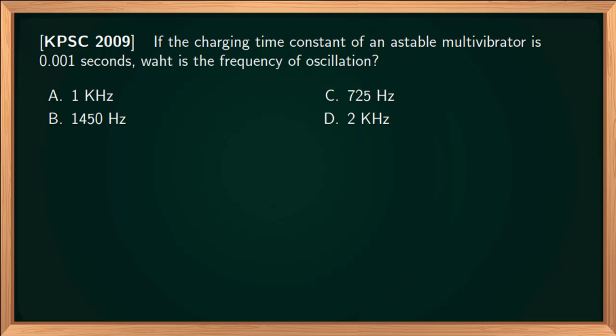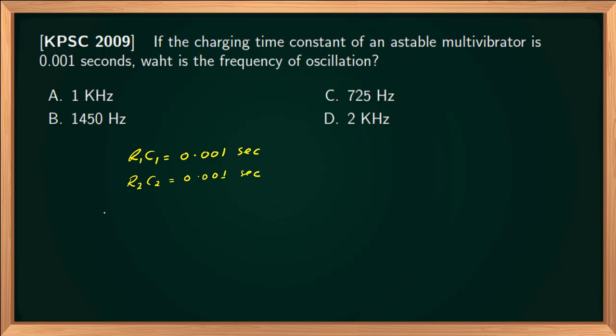Next question. If the charging time constant of an astable multivibrator is 0.001 second, what is the frequency of oscillation? An astable multivibrator is used to generate symmetrical or asymmetrical square wave pulses. If we consider a symmetrical square wave pulse, the on time and off time will be the same. It is given that the charging time constant R1 C1 equals 0.001 second. Let's assume that it will produce a symmetrical square wave. So the discharging time constant R2 C2 will also be the same value, equal to 0.001 second.